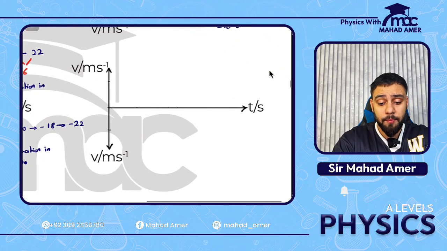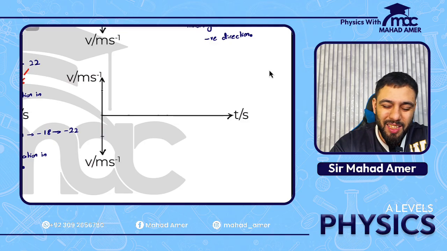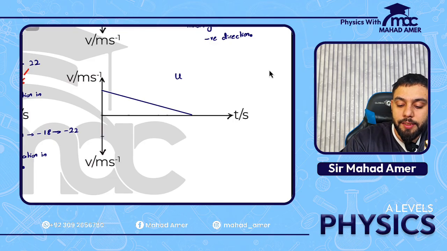Well, moving on. Now there are 3 more graphs. First is very important. This one's very important, but the other ones are slightly less important, but okay, they're still part of our syllabus. First of all is uniform deceleration.